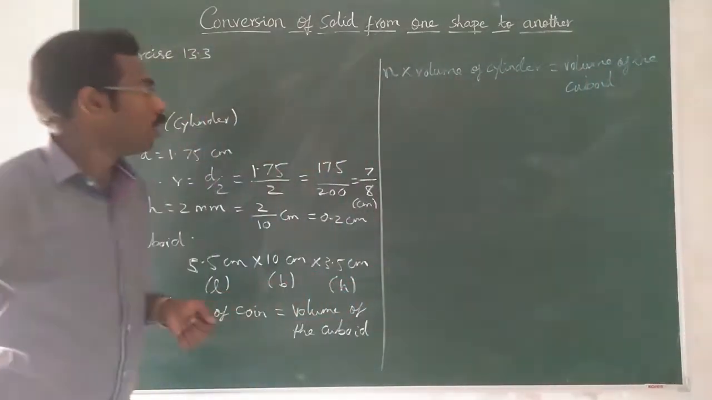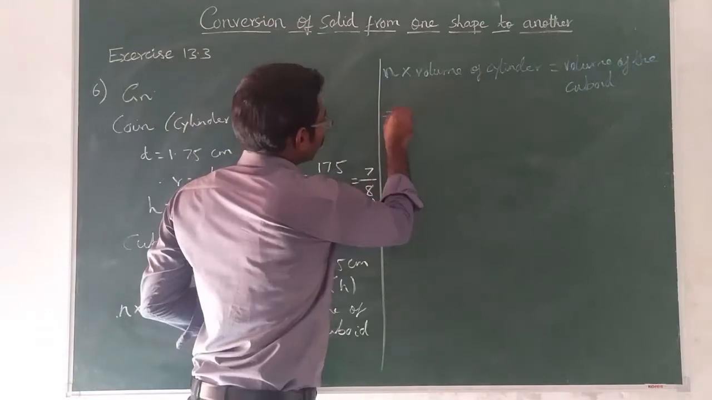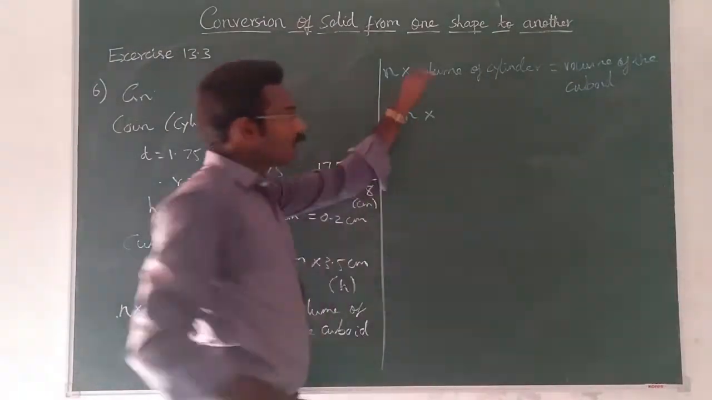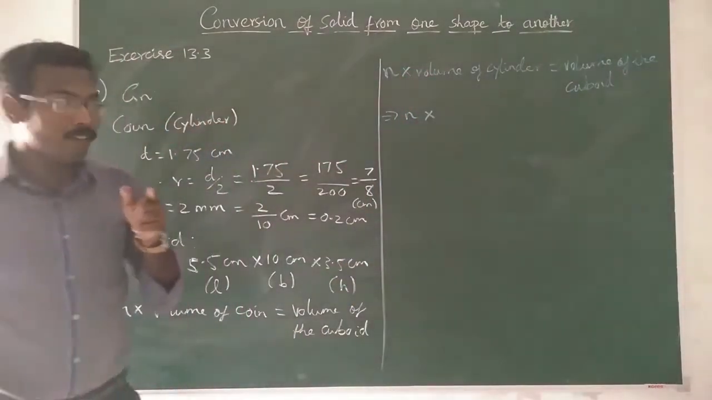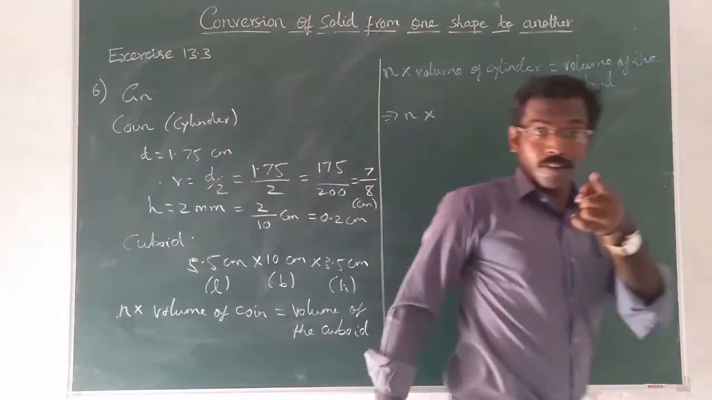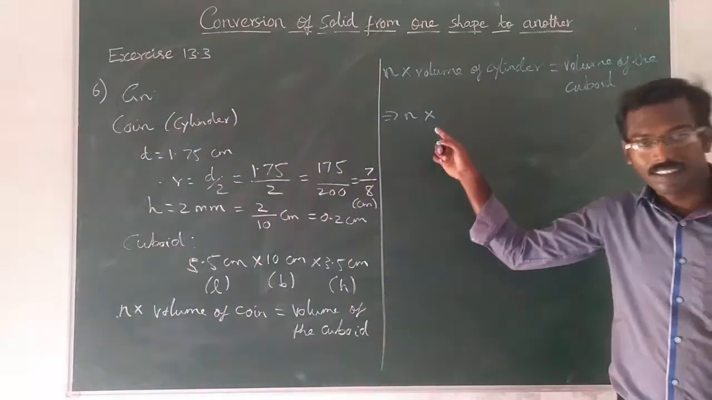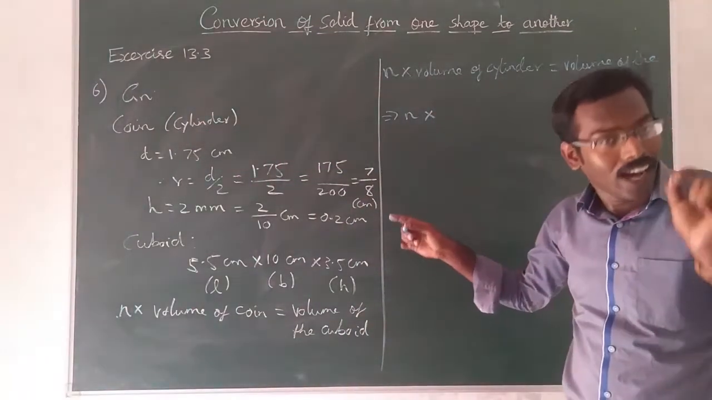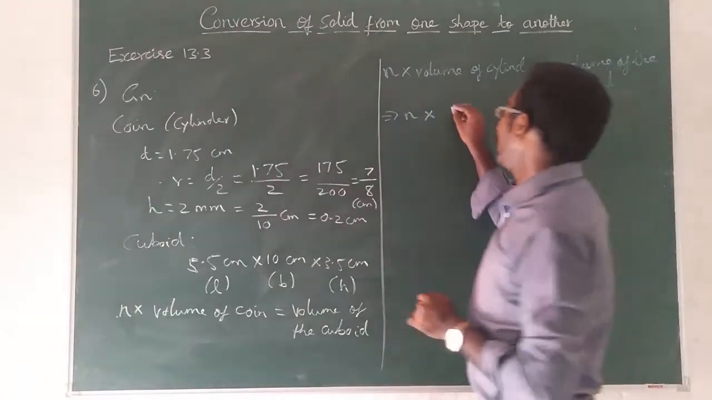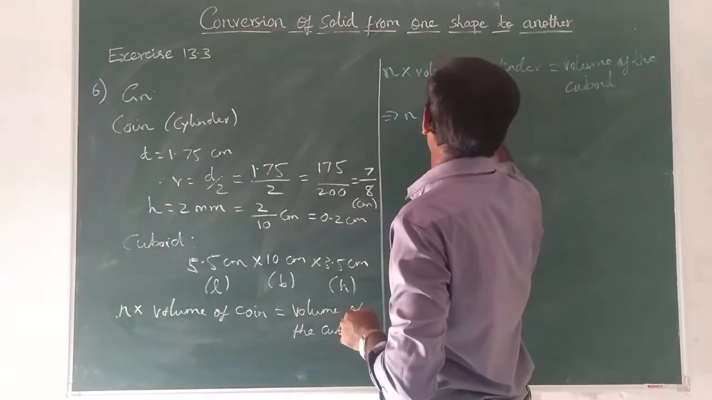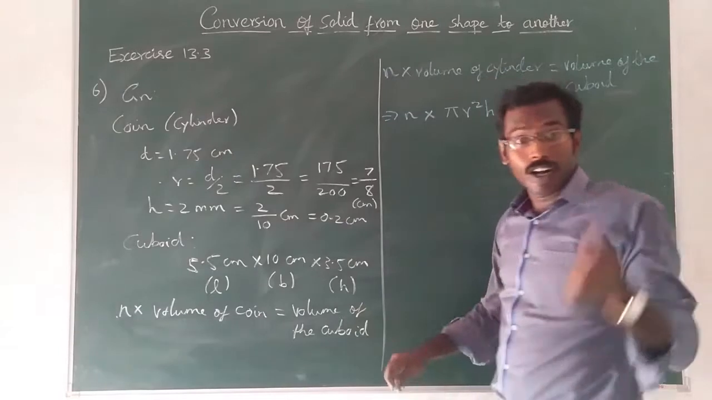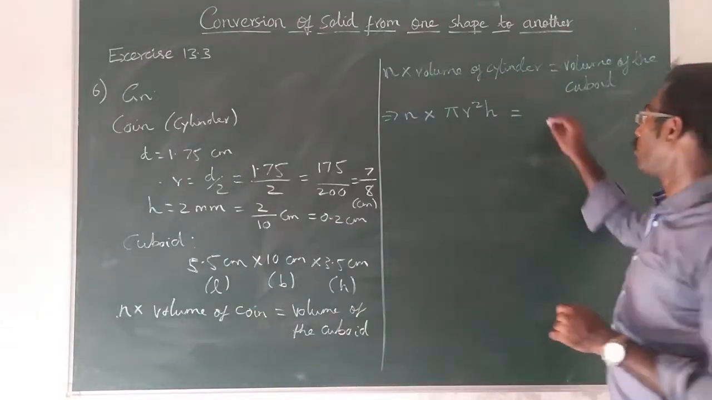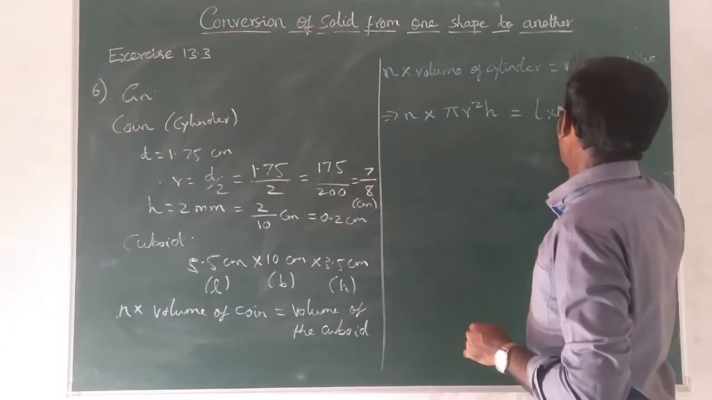Clear? Now that gives n into, what is the volume of cylinder formula? Are you following? Divya, you tell what is the volume of cylinder? Yes, it is pi r square h. So n into pi r square h is equal to, what is the volume of cuboid? Volume of cuboid is l into b into h.